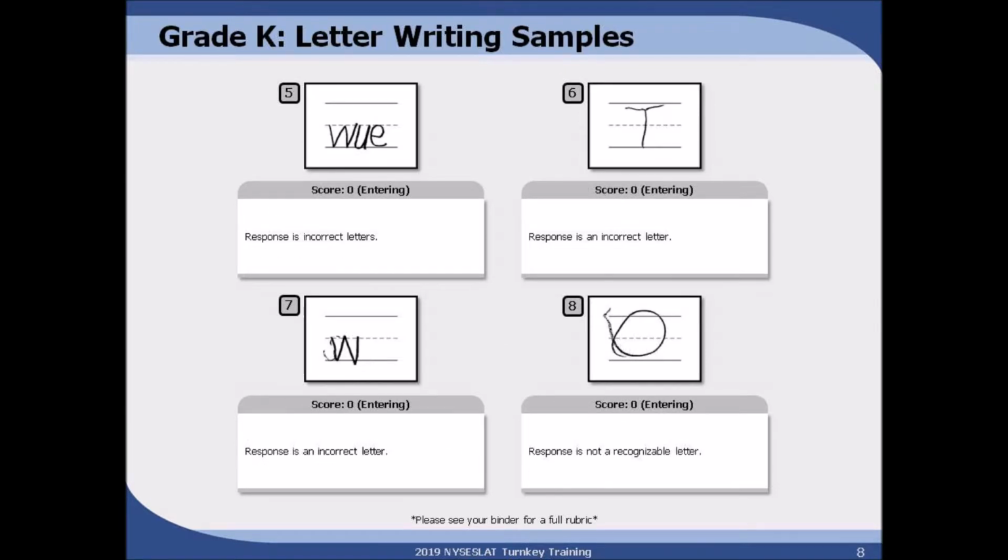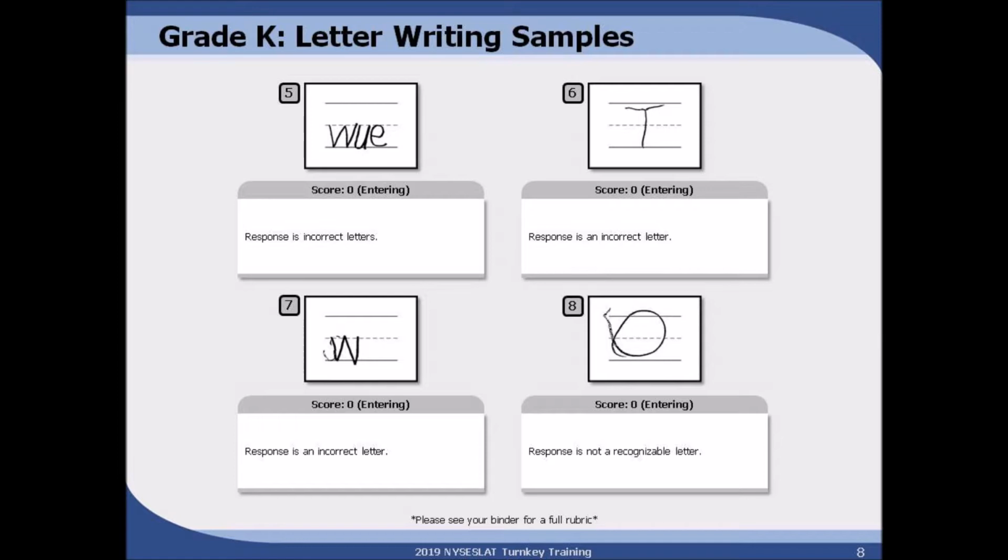Sample 5 is scored a 0. The response is incorrect letters. The student wrote W-U-E instead of the letter Y. Sample 6 is scored a 0. The response is an incorrect letter. The student wrote the letter T instead of the letter Y.